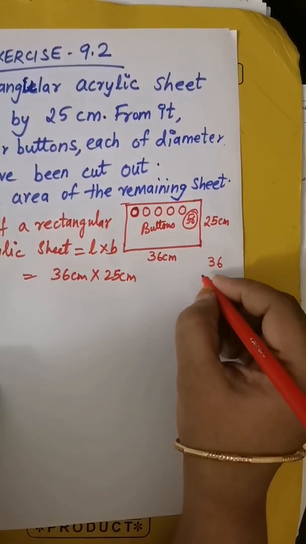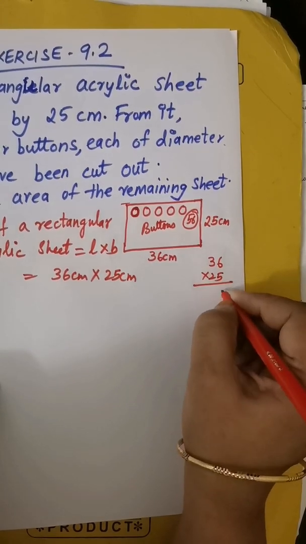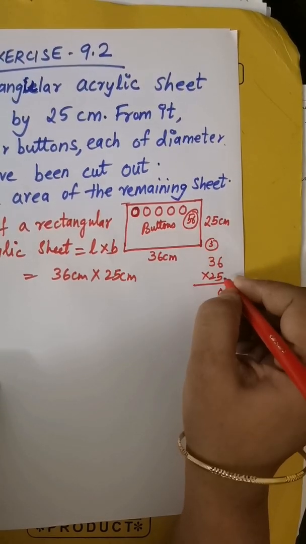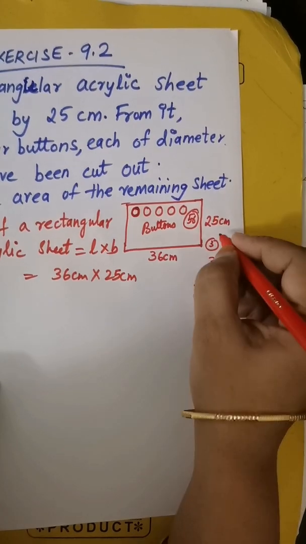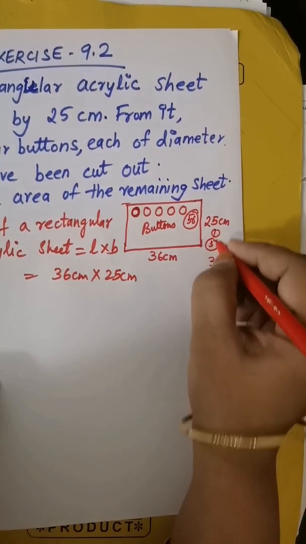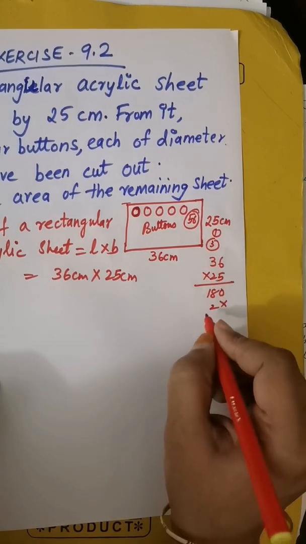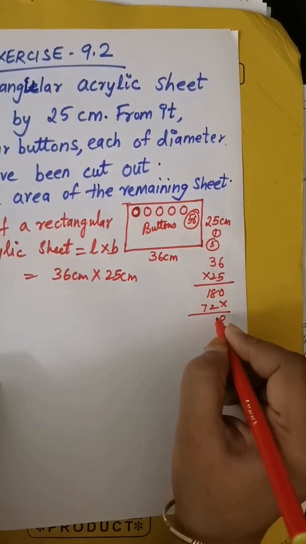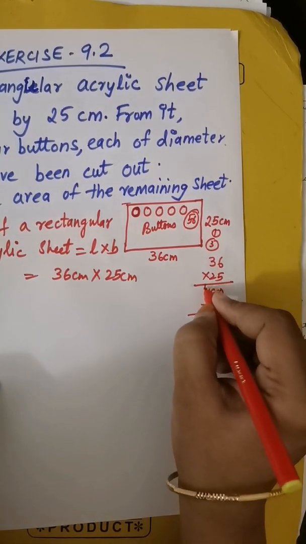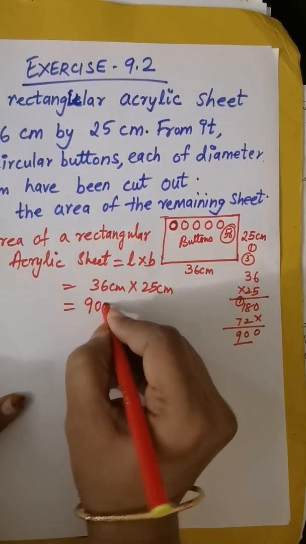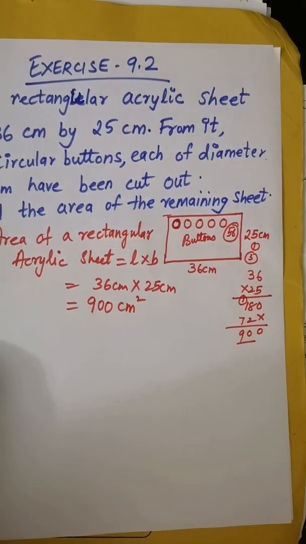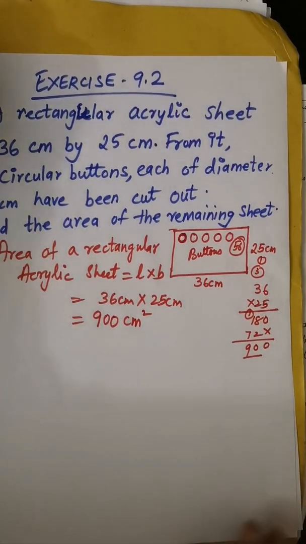36 into 25. 5 6s are 30. 5 3s are 15, 18. Cross mark. 2 6s are 12. 2 3s are 6, 7. So 0, 10, 9. Area of the acrylic sheet is 900 centimeter square.